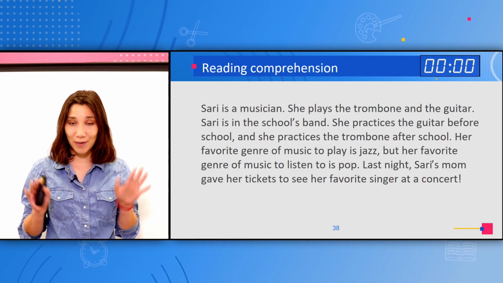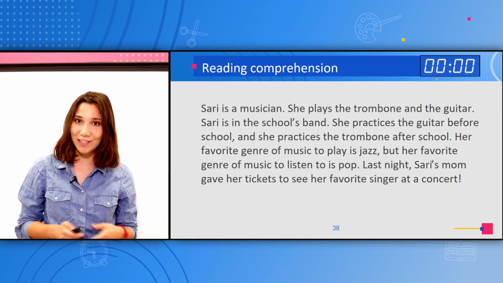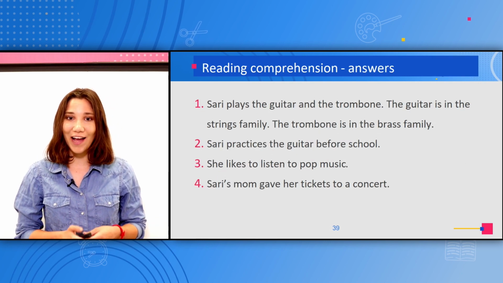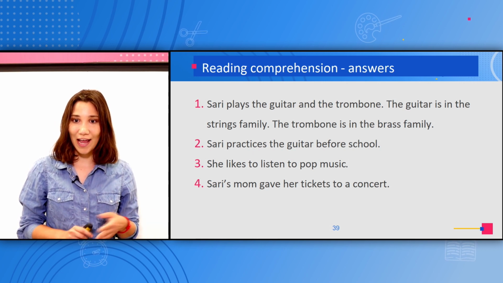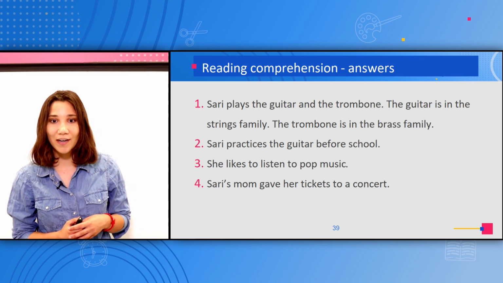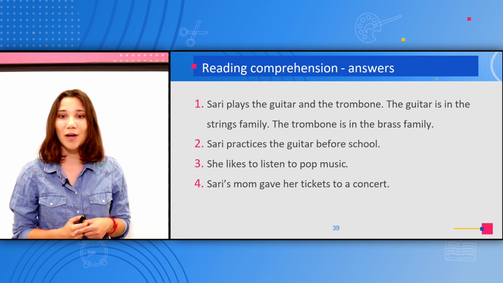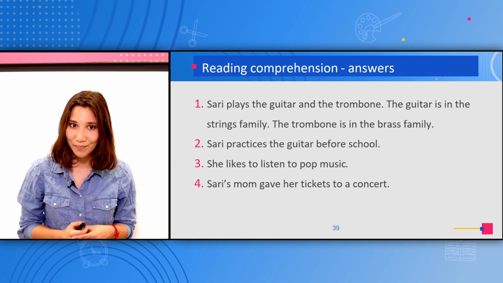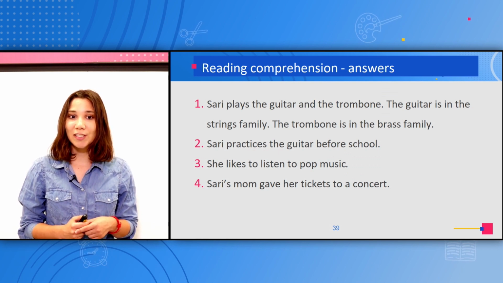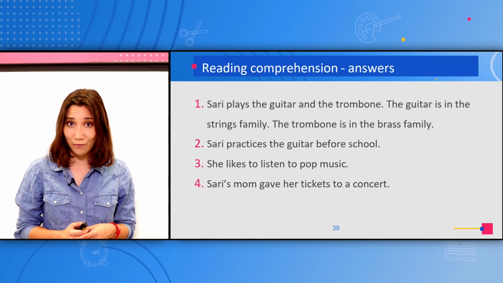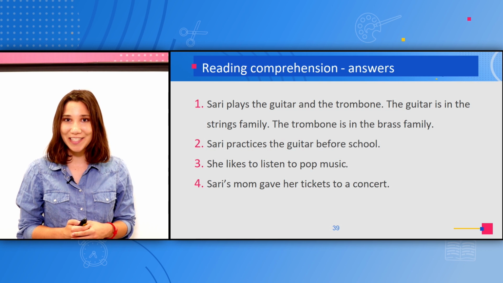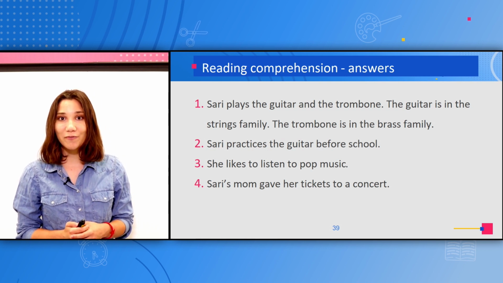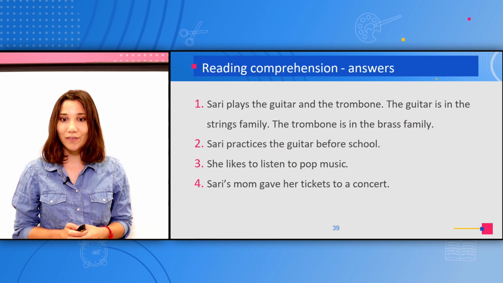Okay, so you read the story and you wrote down your answers to the questions, so let's see how you did. So number 1, Sari plays the guitar and the trombone. The guitar is in the strings family and the trombone is in the brass family. Number 2, Sari practices the guitar before school. Number 3, she likes to listen to pop music. And number 4, Sari's mom gave her tickets to a concert.